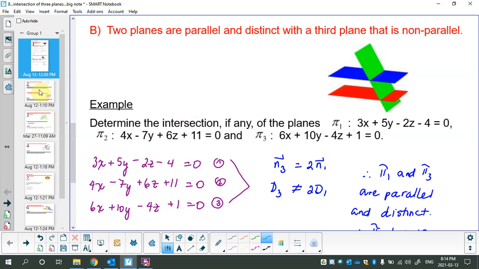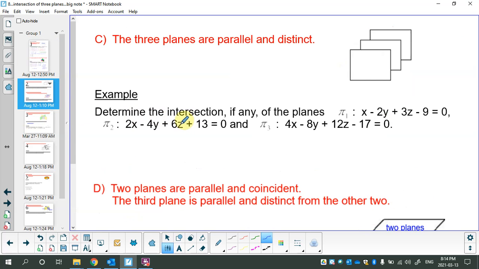So here is the third one. 3 planes are parallel and distinct. I'm going to take a hand cramp break, and then I'm going to move the D out of the way so that I have some space for this and then go on.